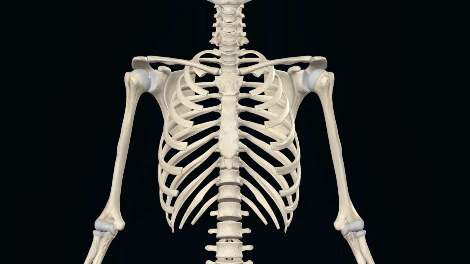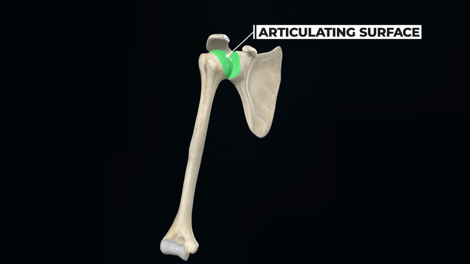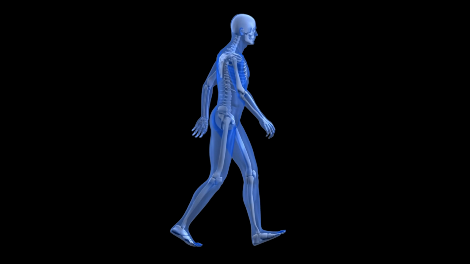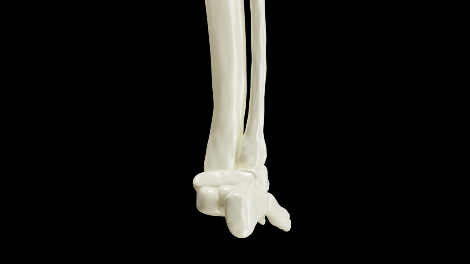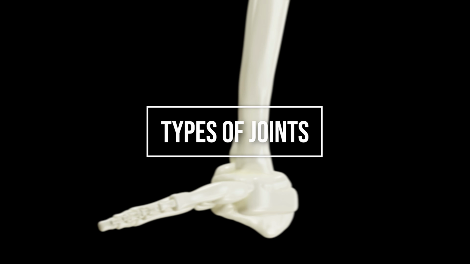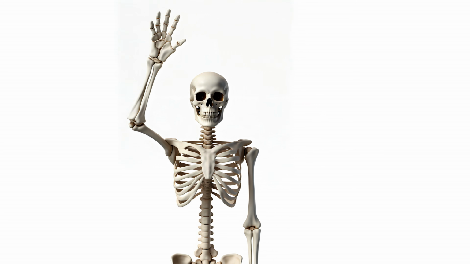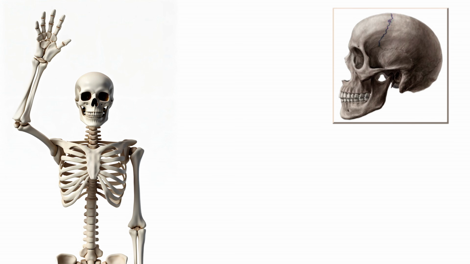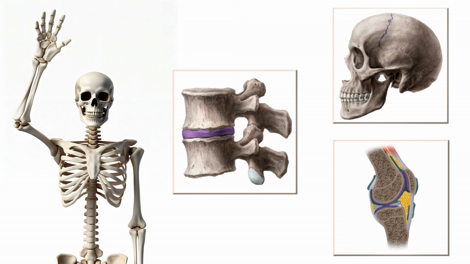A joint is a structure in our body's skeleton where two bones connect with each other. Joints are also called articulating surfaces. It is because of joints that our skeleton is able to move. So let's look in detail at how many types of joints are present in our body and what role they play. There are 3 types of joints in our body: fibrous joints, cartilaginous joints, and synovial joints.